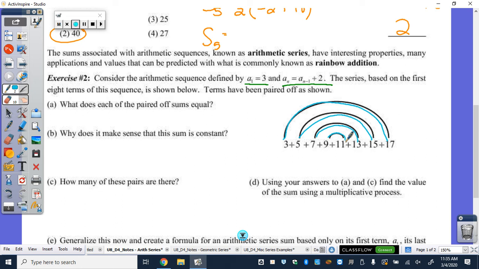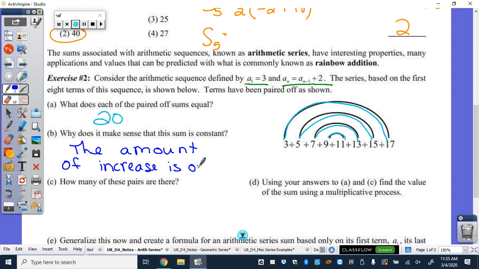20. Each pair has a sum of 20. So why does it make sense that this sum is consistent? What's happening between the terms? The amount of increase is consistent. It's always going up by the same amount, so those pairs are always going to give you the same sum. Now, how many pairs are there? 4.